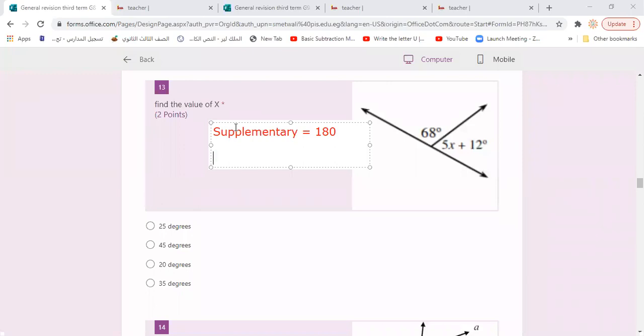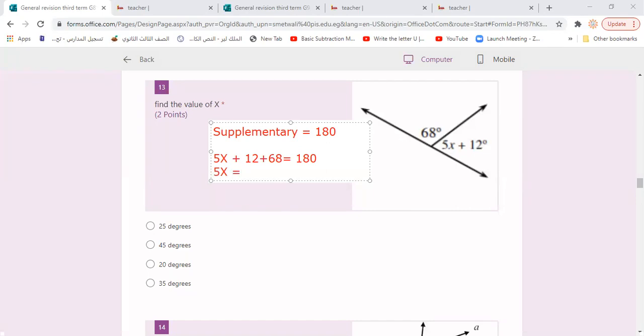Then we will add now. Is there anyone who can tell me how we can solve it? Also, we have two different ways. Anyone can tell me? Reem, Huda? Okay. 5x plus 12 plus 68 equal 180. Okay, so 5x plus 12 plus 68 equal 180. Then 5x plus 80 equal 180.